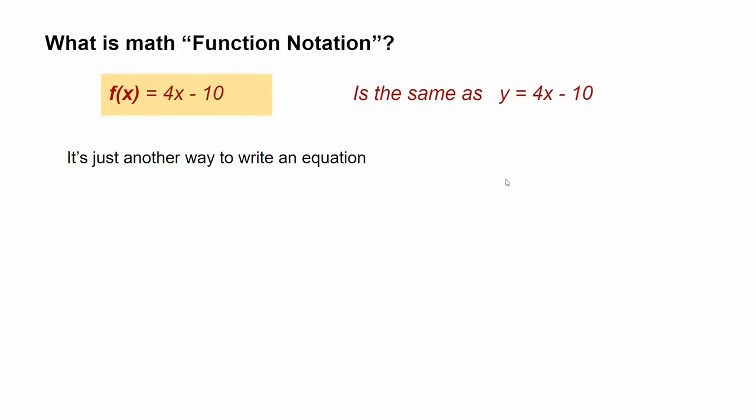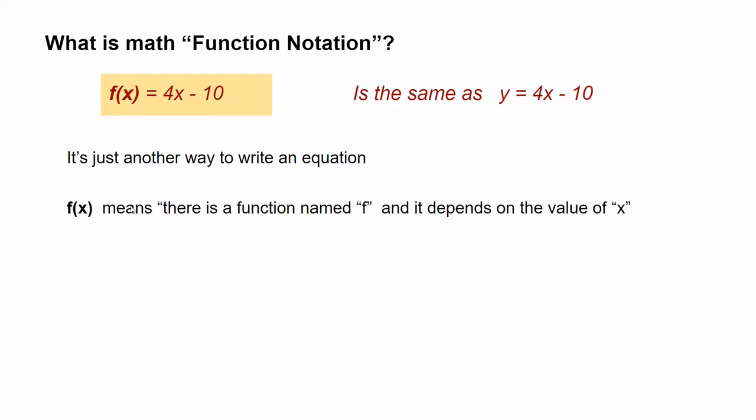So let's explain why somebody might do that. It's just another way to write an equation. There really isn't much of a difference between these two. f of x just means there is a function and its name is f, and it depends on the value of x. That's all it means.